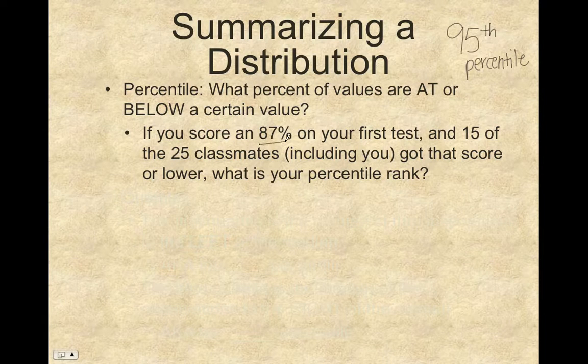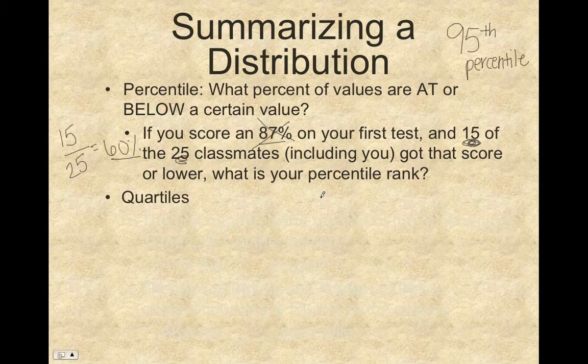So to calculate percentiles, we just calculate what percent of values are at or below a certain value. Let's say you score an 87 on your first test, and let's say that 15 of your 25 classmates, including you, got that score or lower. So to calculate your percentile, this 87 doesn't matter. What matters is that 15 people got that score or lower, and that there are 25 people total. So 15 out of 25, I believe that's 60%. So you're at the 60th percentile. You scored the same or higher than 60% of your peers.